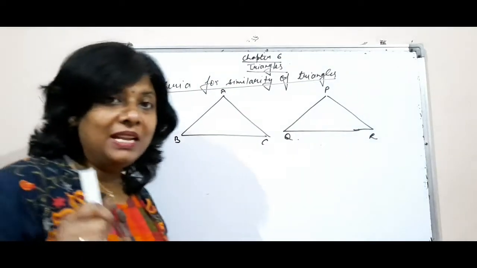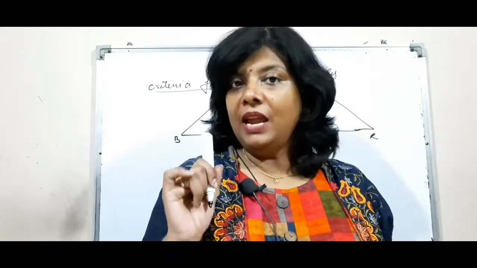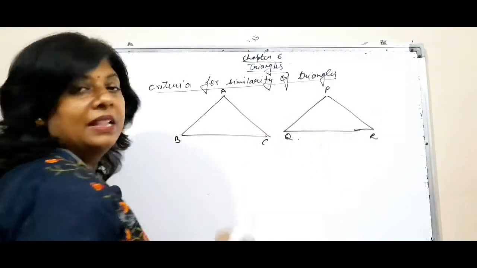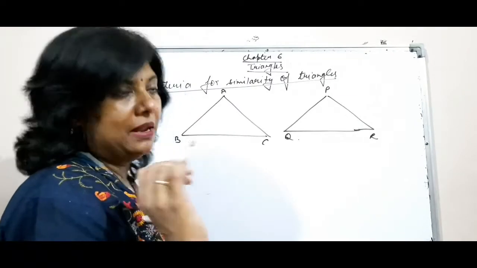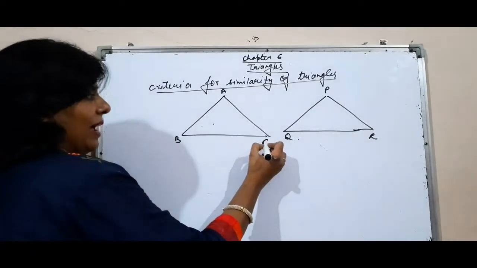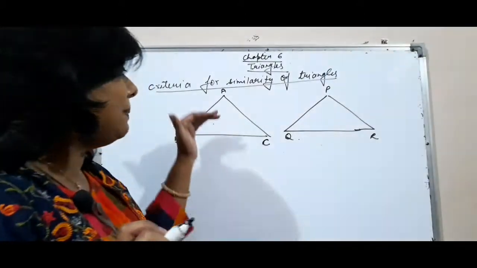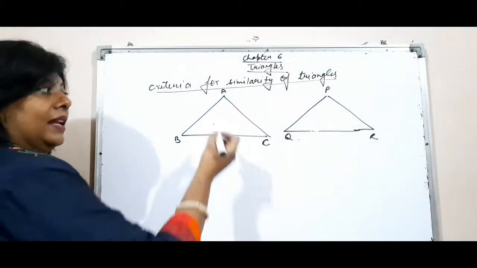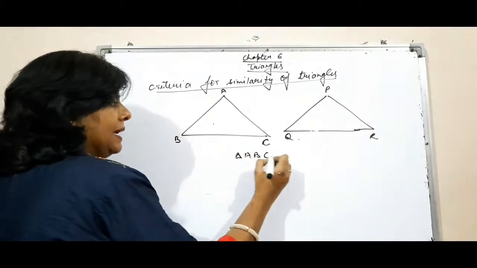I told you one thing in the previous video, that two triangles are similar if their shape is same. If their shape is same, then two triangles or two figures are said to be similar. Suppose I am saying that triangle ABC and triangle PQR are similar, it means their shape is same.